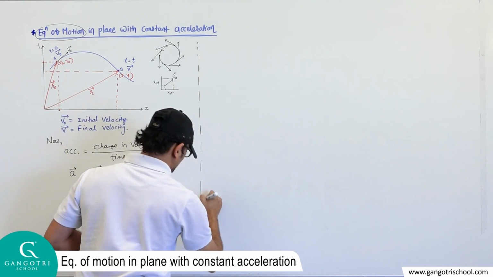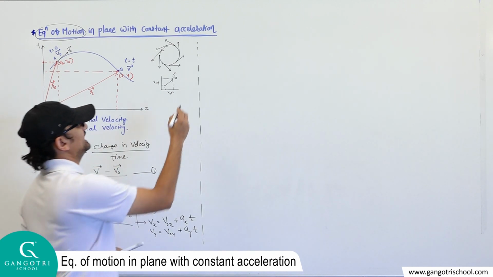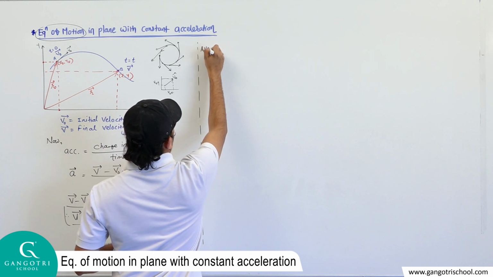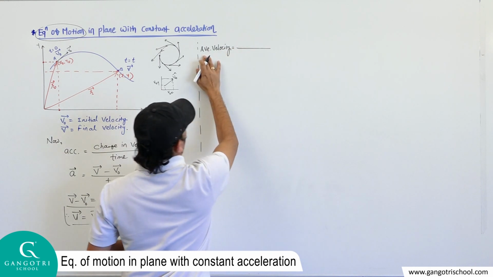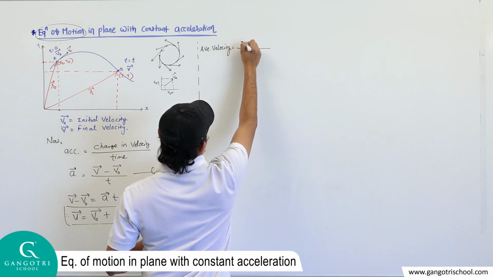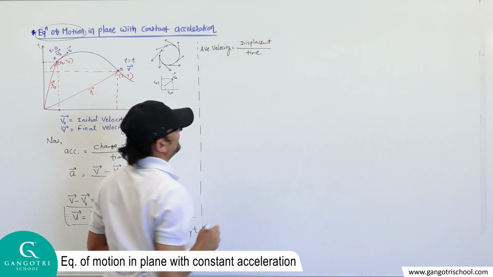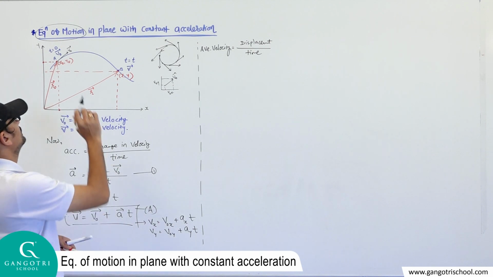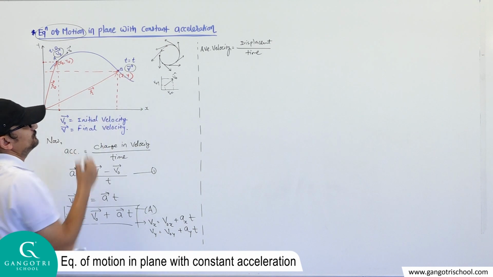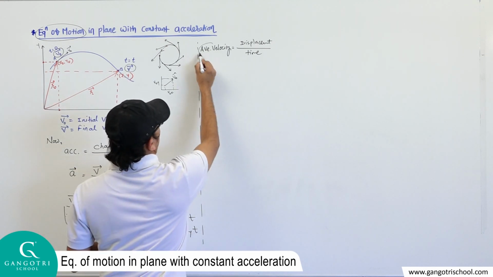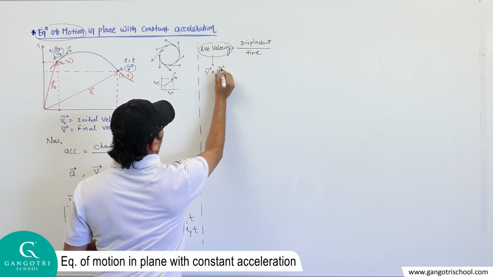Now, as you know, acceleration means change in velocity upon time. In the same way, we know that velocity is equal to displacement upon time. Displacement upon time gives us average velocity. We have two velocities, one is the initial velocity v0 and one is the final velocity v. Suppose the average velocity is v plus v0 by 2.